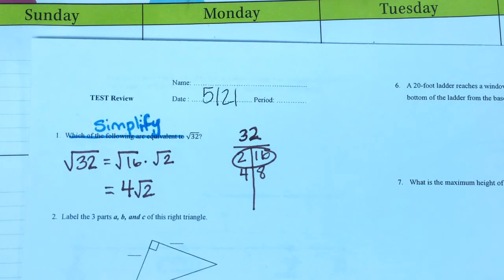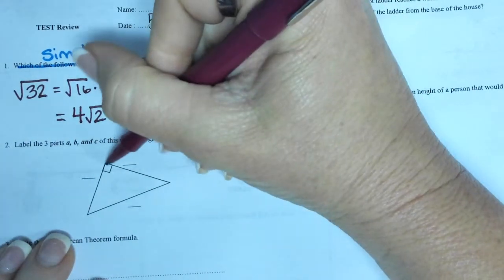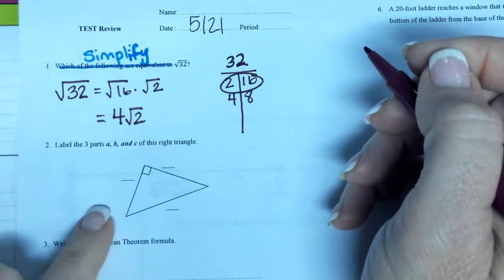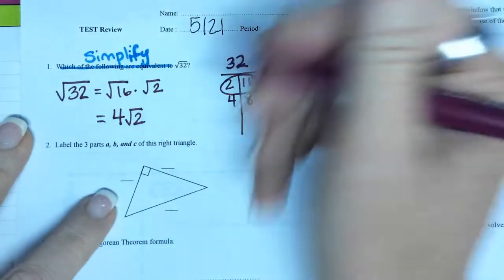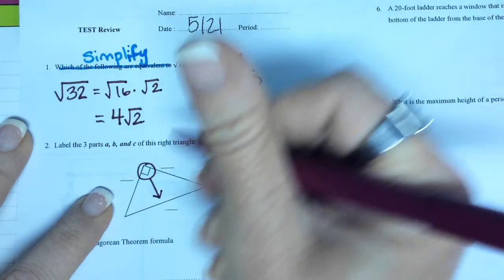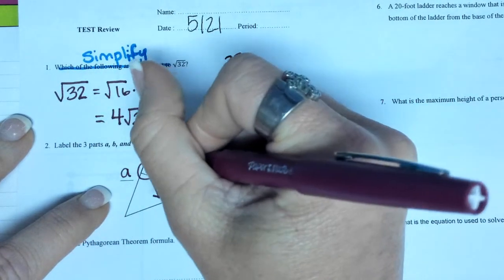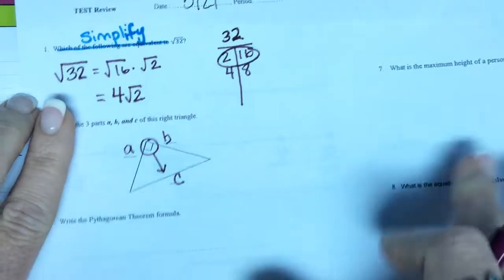All right, so for number 2, we are going to label the 3 parts of our right triangle here. And we know that it is a right triangle because it has this little 90-degree symbol right here telling us that it is a right triangle. So I first want to always identify my C. That's supposed to be the hypotenuse, and it's always going to be the opposite of my right angle. So this is going to be my C. And then it doesn't really matter which one I label as A and B. I mean, I could have put B here and A here. It does not matter.